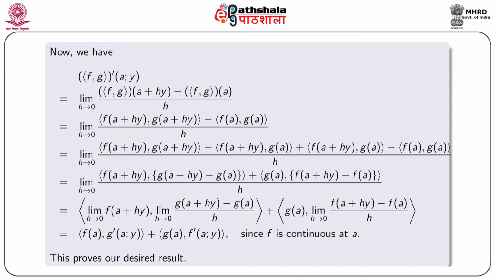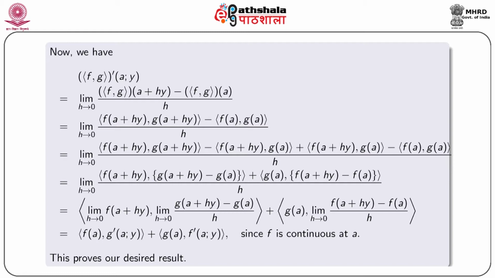So, we calculate the inner product <f, g>'(a; y). This equals, by definition, the limit of (<f, g>(a + hy) - <f, g>(a))/h as h approaches 0. So, the numerator is the inner product <f(a + hy), g(a + hy)> minus the inner product <f(a), g(a)>. The denominator remains as it was.